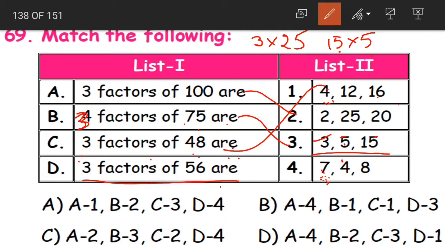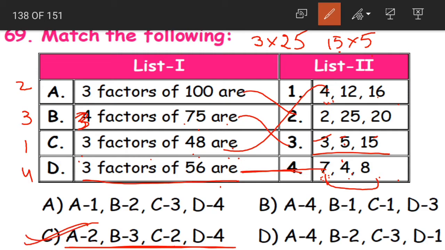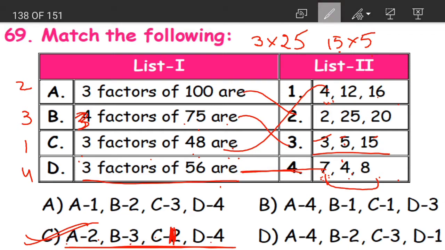Now lastly the factors of 56 are 7, 4 and 8. We have 7 8s are 56 and then we have 14 4s are 56. Yes, children. So what are the correct answers here? A is equal to 2, B is 3, C is 1 and D is 4. See, it is option C only. Yes, 2, 3, 1 and 4 is the correct answer.